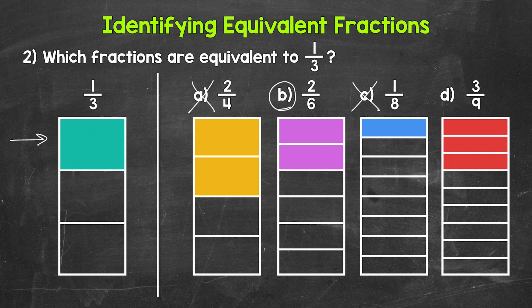And then lastly, for D, we have 3/9. Is 3/9 equivalent? Yes. We have the same amount of the whole rectangle shaded in here. So 3/9 is an equivalent fraction. So 1/3, 2/6, and 3/9 are all equivalent fractions. Let's move on to our last 2 examples, numbers 3 and 4.